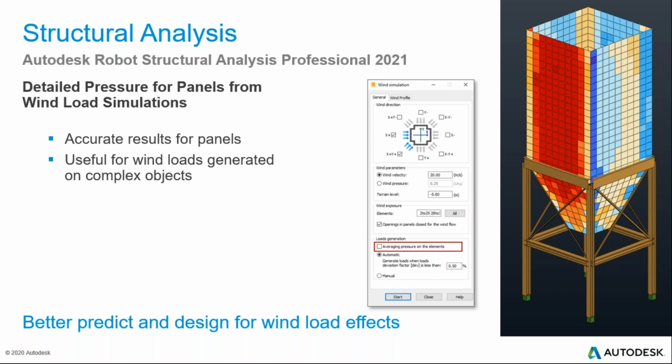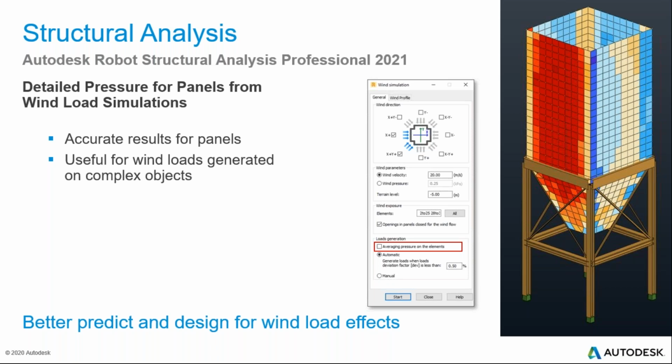In Robot 2021, we've made enhancements to the wind load simulation functionality. The wind load simulation feature enables you to simulate airflow around your structure and to generate wind loads automatically. This feature is especially useful with structures that are geometrically complex and for which it is usually difficult to define accurate wind loads.